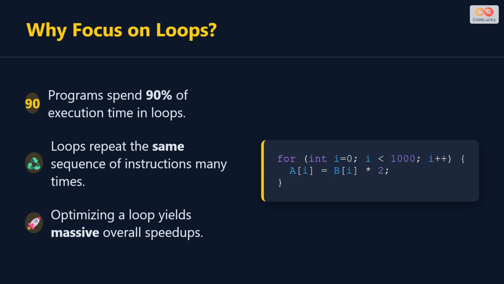We focus heavily on loops, because that is where programs spend the vast majority of their time. Even a small optimization inside a loop that runs thousands of times can result in a massive performance gain for the entire application.